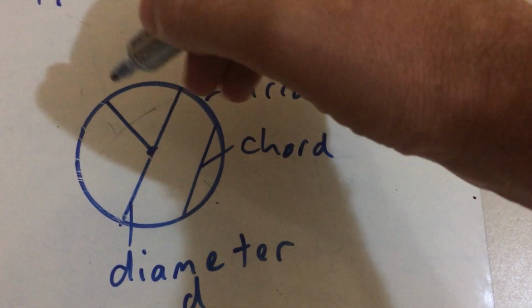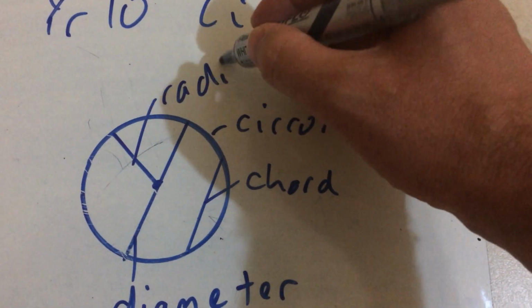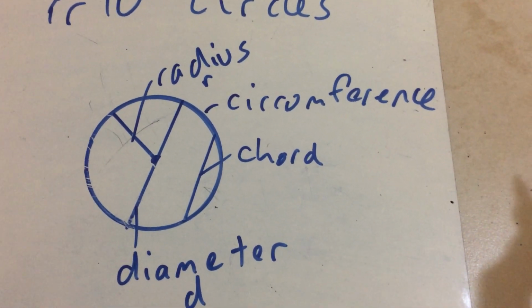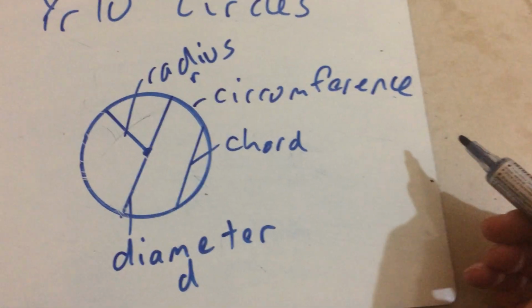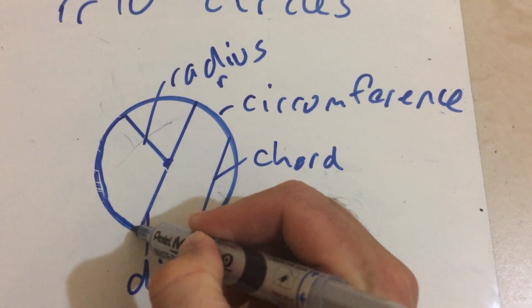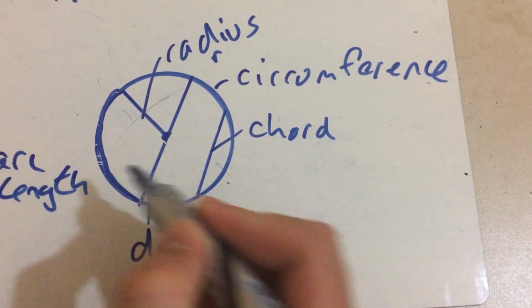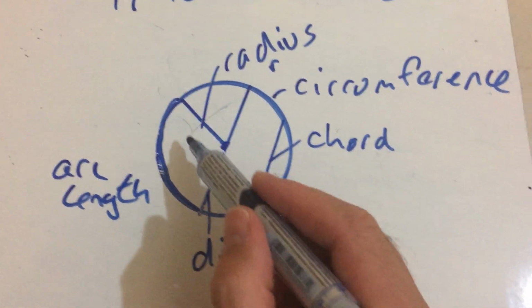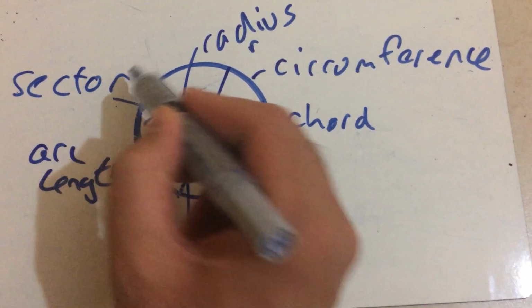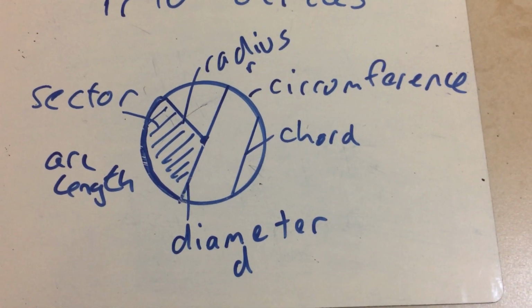The line that goes from the center to one side, so half the diameter, is called the radius, helpfully denoted R. And that then leaves us just with two more things. A part of the circumference, say from there to there, is called an arc length. And that part of the circle is called a sector. Okay, so hopefully we'll all remember those different parts because we're going to use them a lot.